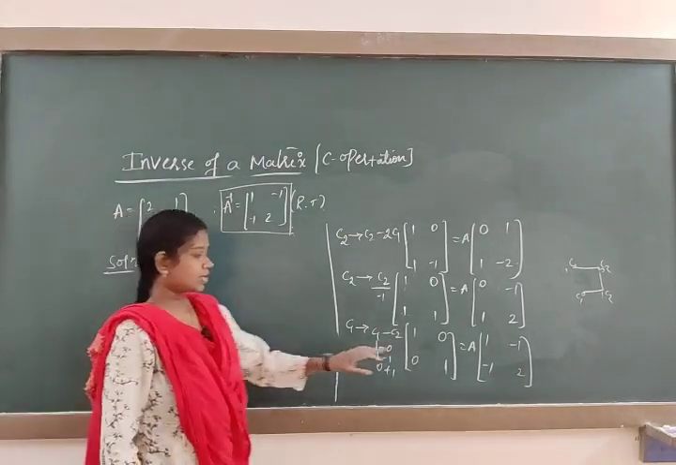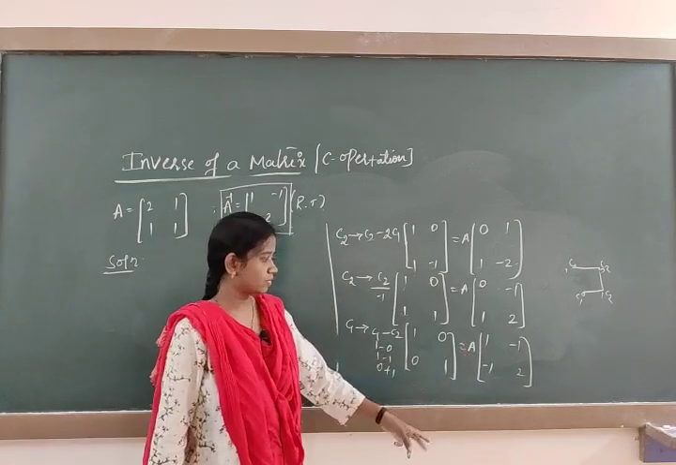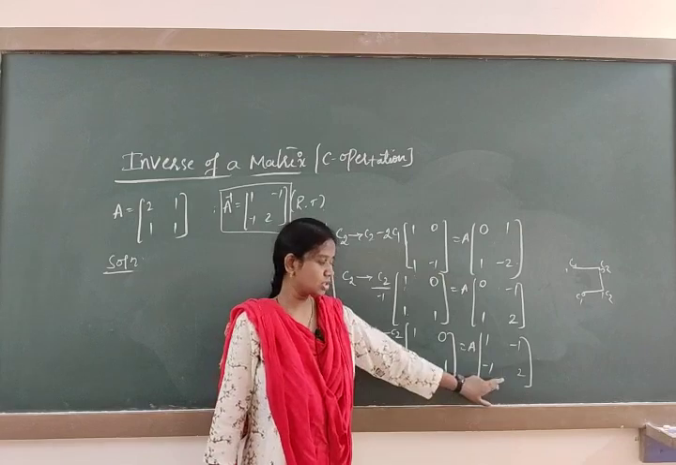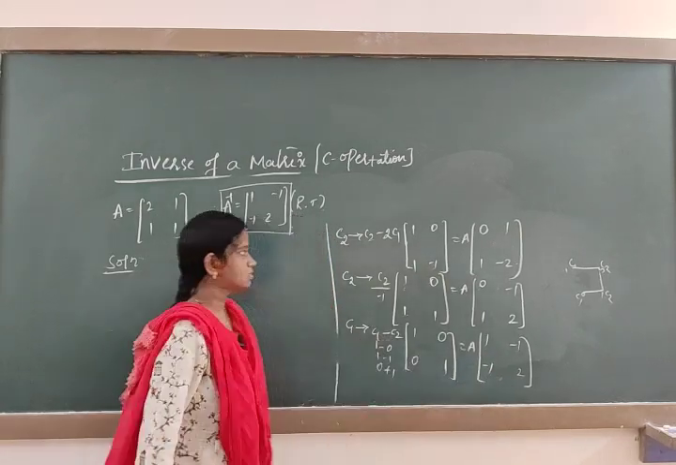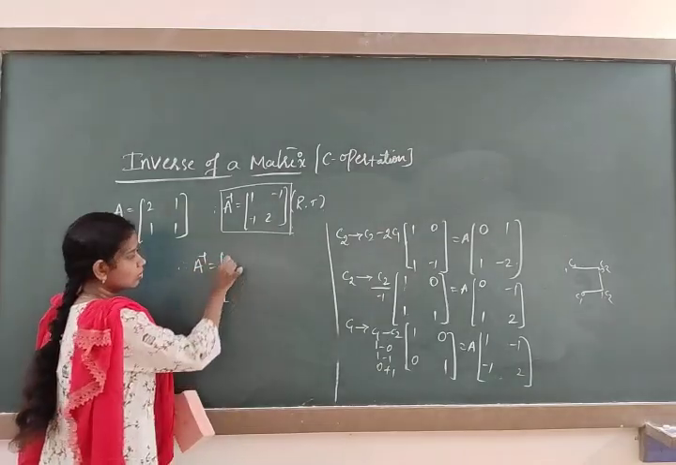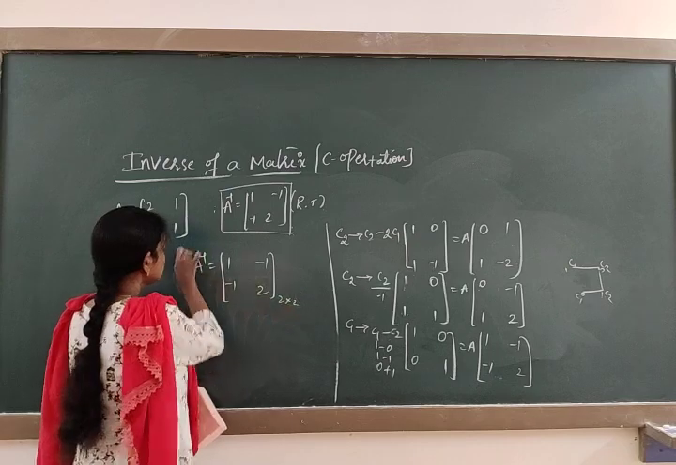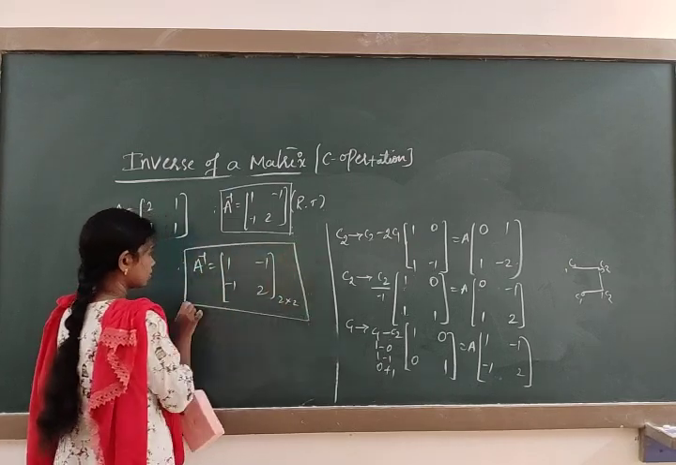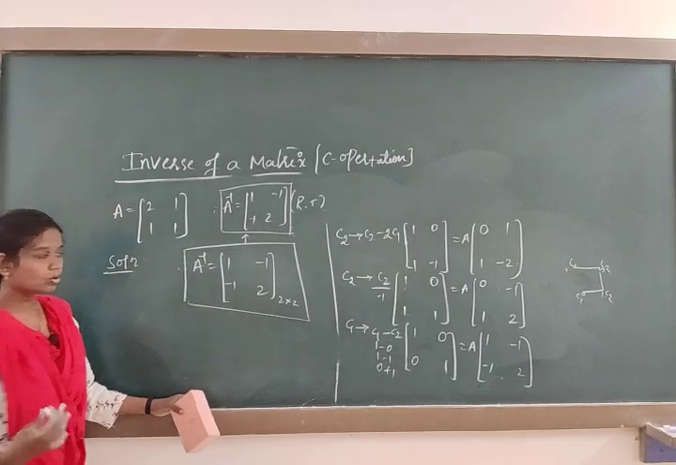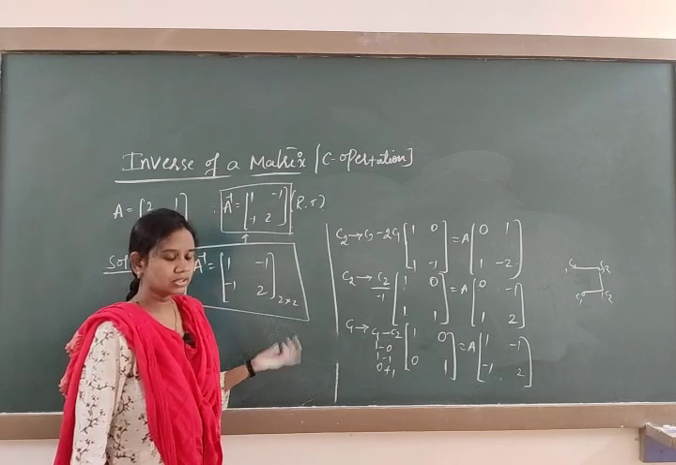So now according to the definition of inverse, A into A inverse should give the identity matrix. So this will be treated as the A inverse matrix. Therefore A inverse is equal to [1 -1; -1 2], with order 2 cross 2. The same value we got in the last session with row transformation, and with the column transformation we also got the same value.